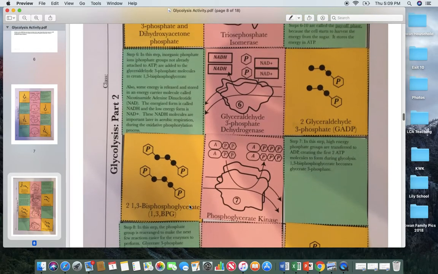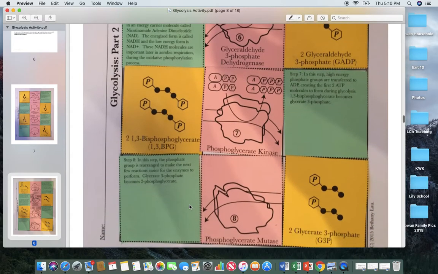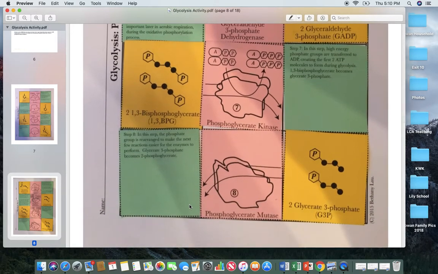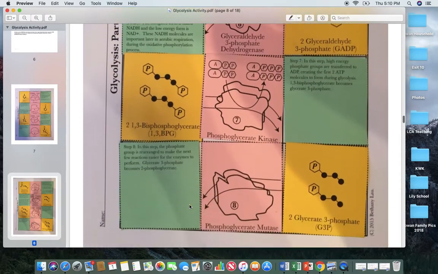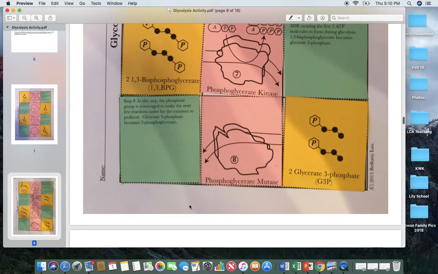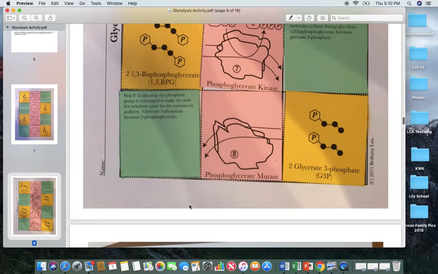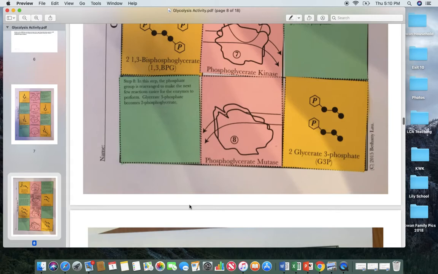So here's the next step. Step 6 and step 7. Make sure yours match. I don't know that it mattered where you pasted each thing. I can't remember if it was labeled. No, so it wouldn't have mattered, just as long as you are putting the steps in order with their correct molecule and enzyme. Okay?